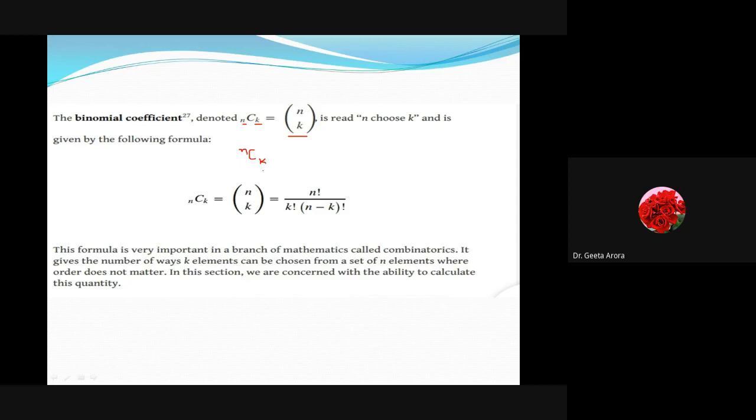So these are the combinations, that out of n items how we can choose k items, and this formula we are already aware of, we have learned in probability, correct? So it's written over here that it is a very important formula in the branch of mathematics called combinatorics. And what is this? It is giving us the number of ways k elements can be chosen from a set of n elements where order doesn't matter. Where we have used the examples.